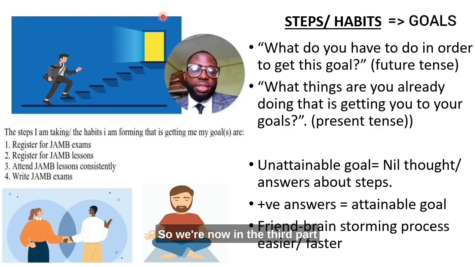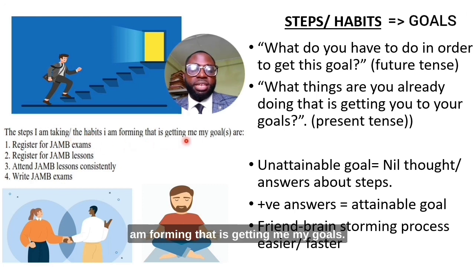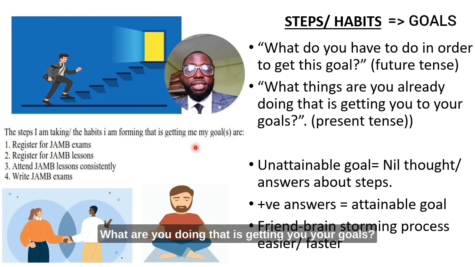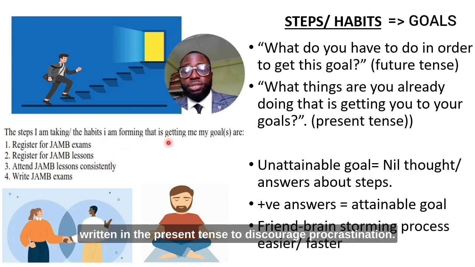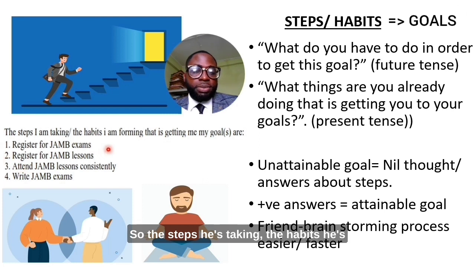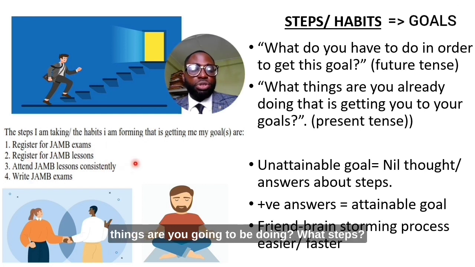So we're now in the third part of the 12-month goal worksheet, the steps I am taking, the habits I am forming that are getting me my goals. The question here is, what are you doing that is getting you your goals? Like I explained, this is going to be written in the present tense to discourage procrastination. So the steps he is taking, the habit he is forming that is getting him the goals.